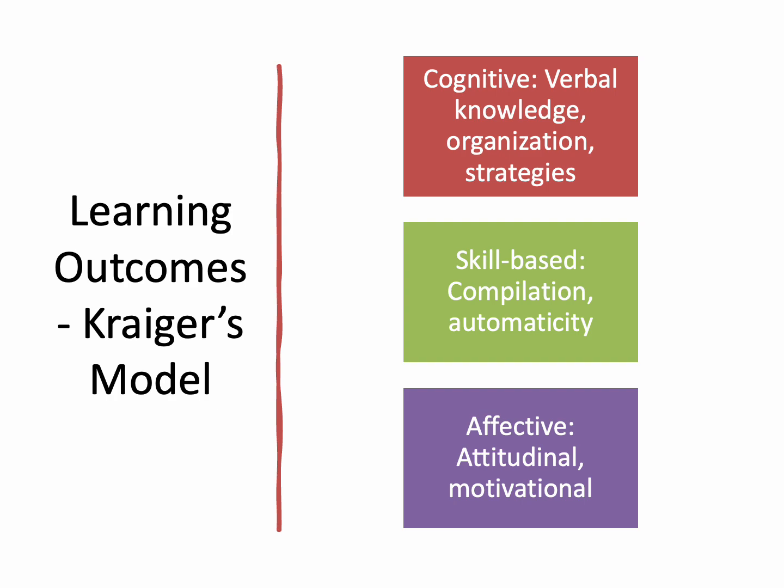Kraiger and colleagues' model categorizes learning outcomes into 3 domains: cognitive, skill-based, and affective.